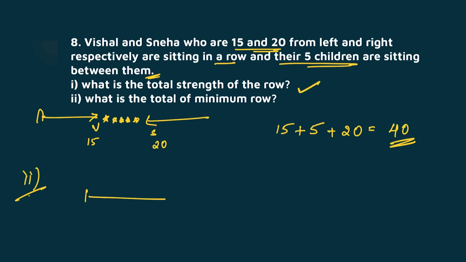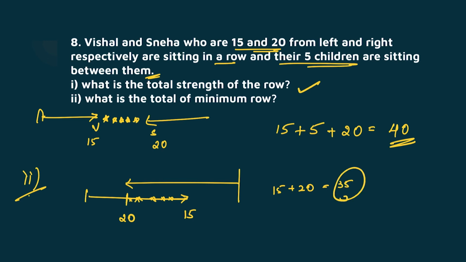Just interchange the position of Vishal and Sneha. So this is the 20th position of Sneha, and this is the 15th position of Vishal, and in between them 5 children are there. So totally 15 plus 20, which is equal to 35. So in this 35 their 5 children are also included.